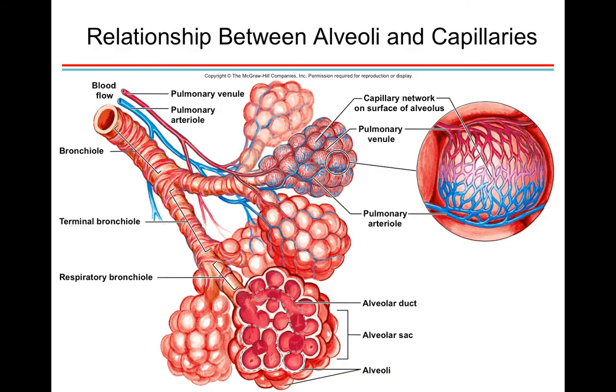The next topic is gas exchange in the lungs. So here we see the bronchiole with the terminal bronchioles ending in the respiratory bronchioles with the alveoli, right? And each of these little balls represents an alveolus.